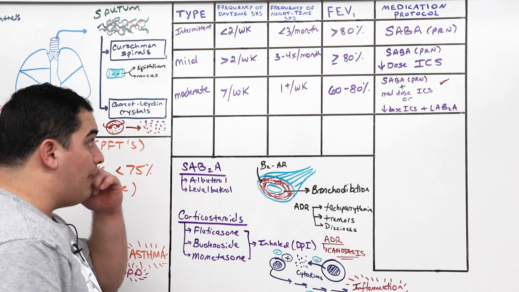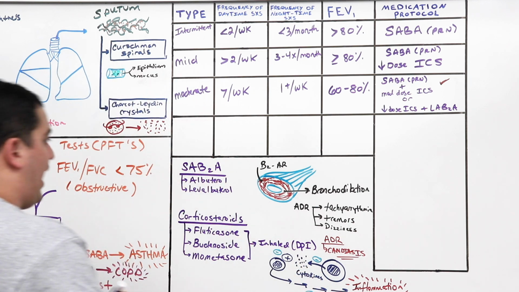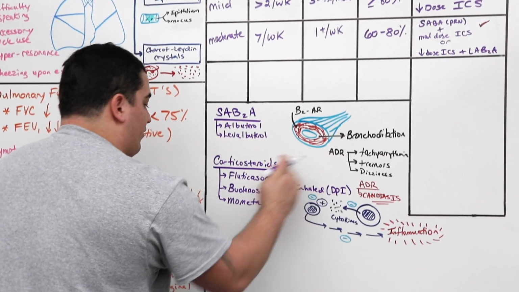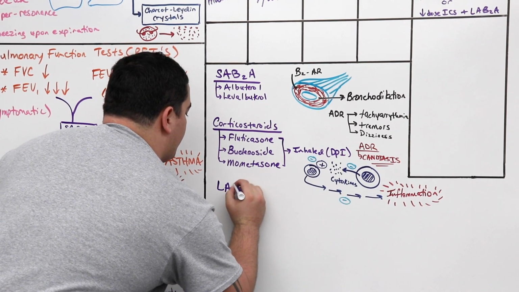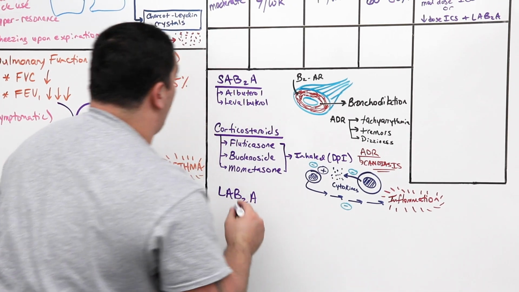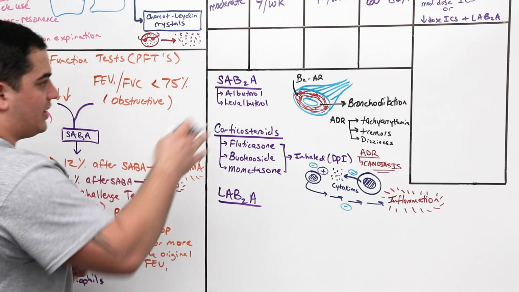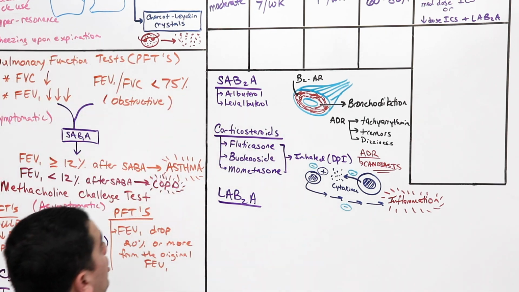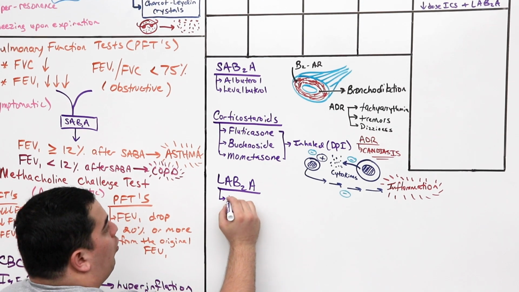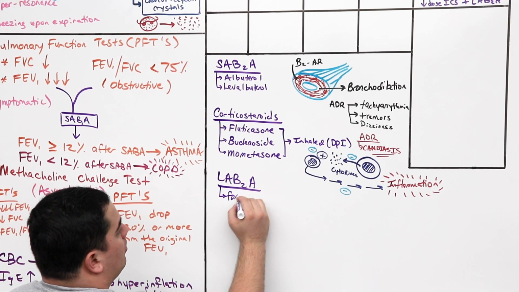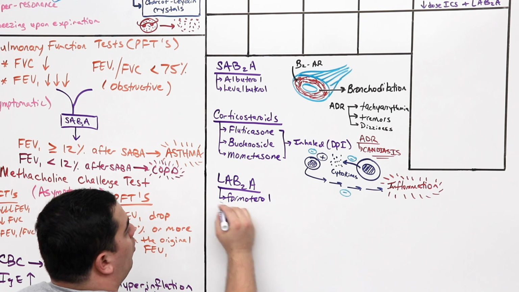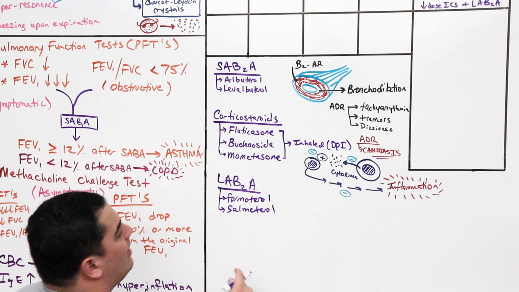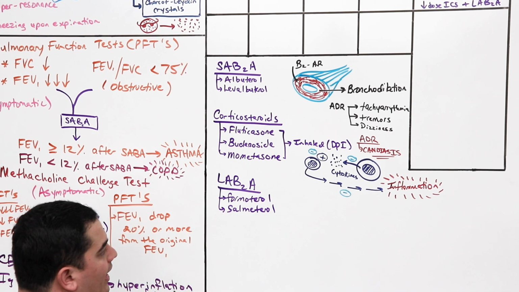Now, I'm going to write down here a LABA. LABA, same mechanism of action, same adverse drug reactions that you have to be careful of. The LABAs have one thing that we have to worry about though, one other thing besides these tachyarrhythmias, tremors, and dizziness. So first off, what are some of the LABAs? One is called formoterol or salmeterol. These are some of the long-acting beta-2 agonists.